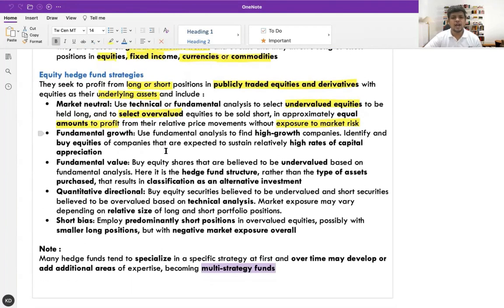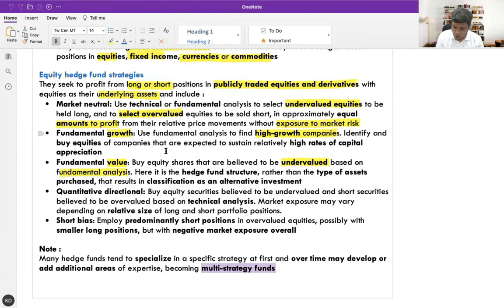Then you have two other types of strategy, which are fundamental growth and fundamental value. So what do fundamental growth and value do? Fundamental growth uses fundamental analysis. They find high growth companies. They buy securities of those companies, right, which they feel will have tremendous growth potential. And fundamental value investors buy those stocks which they feel are undervalued based on some fundamental analysis. So here there is a difference in picking stocks. It's not a completely different structure as such. It's just a difference in style. Are you getting my point? Clear?